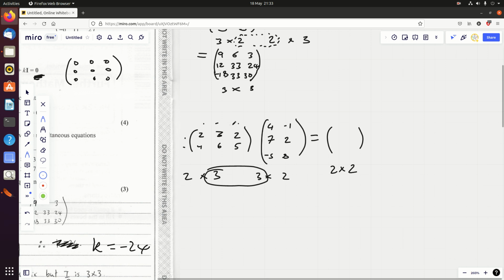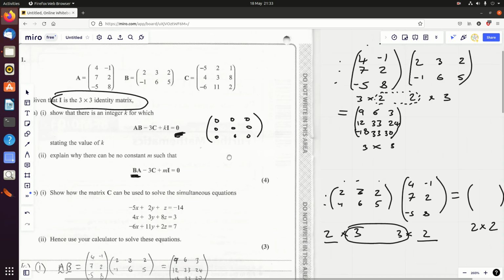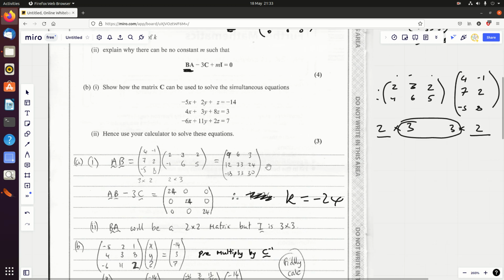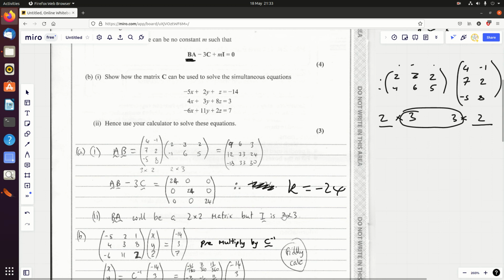It's always rows, then columns. So these are conformable, and the resulting matrix will be of this size, the rows in the first matrix and the columns in the second. Now, if this is 2 by 2, that is a problem for a number of reasons. Firstly, C is 3 by 3, and you can't do 2 by 2 minus 3 by 3. They have to be exactly the same size matrices if you're adding them or taking them away. Also, they said that I was defined to be the 3 by 3 identity matrix, so there's another good reason. And so there we go, that's not possible because BA will be a 2 by 2 matrix, but I is 3 by 3 and 3C is 3 by 3.